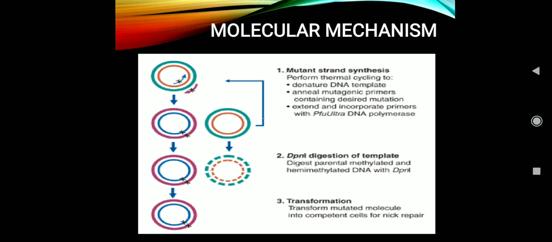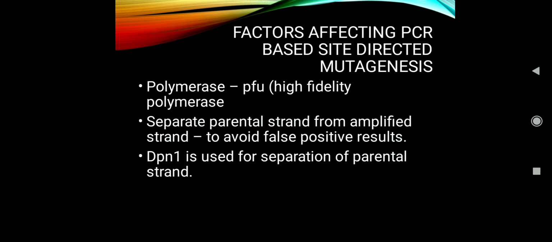We use a mutated primer and allow it to amplify. After amplification, we get two types of DNA, the parental DNA and the mutated DNA. The parental DNA is digested and the mutated DNA is transformed into E. coli cells and allowed to grow. Once it has grown, it is screened by sequencing. So the transformed E. coli cells are mutated E. coli cells. We have successfully created a mutagenesis here. So that is how we create a site-directed mutagenesis.